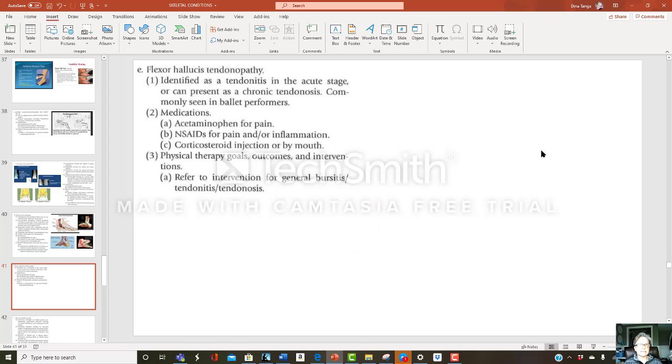Okay, flexor hallucis tendinopathy, identified as tendinosis in the acute stage or can present as a chronic tendinosis. Commonly seen in ballet performers. Acetaminophen for pain, NSAIDs for pain and inflammation, corticosteroid injection or by mouth. Physical therapy goals, outcomes, interventions refer to intervention for general bursitis, tendinitis, and tendinosis.